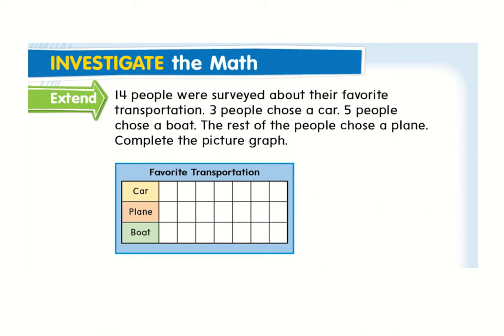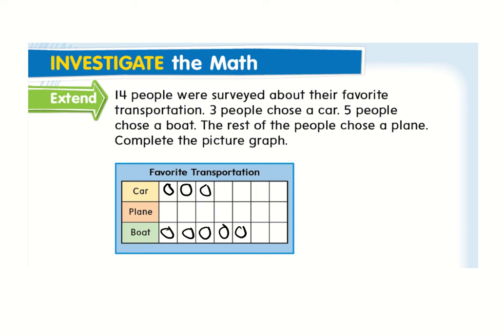That's a little tricky. So let's take a look here. I know that 3 people chose cars, so I'm going to go with 1, 2, 3. Those people chose car for their favorite transportation. And 5 people chose boats. 1, 2, 3, 4, 5. Alright. Now it says the rest of the people chose a plane. But I don't know how to do this one. How do I figure out how many people like the plane?